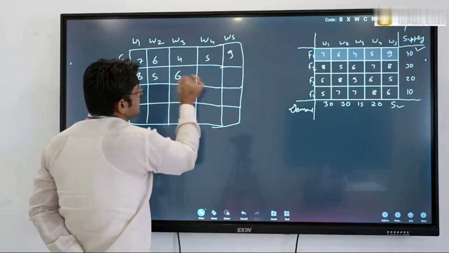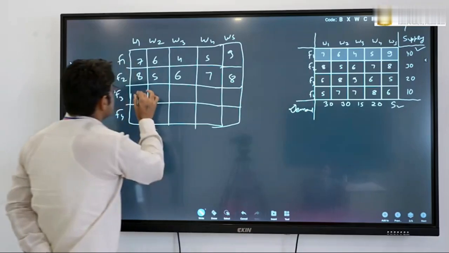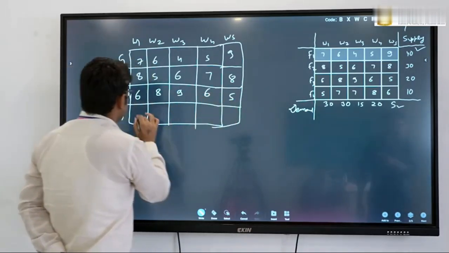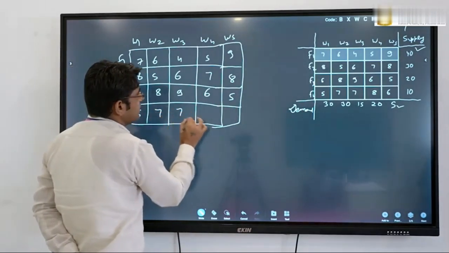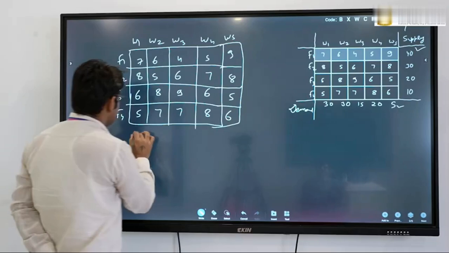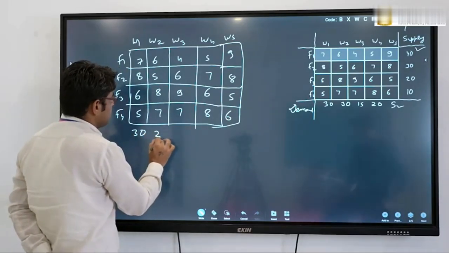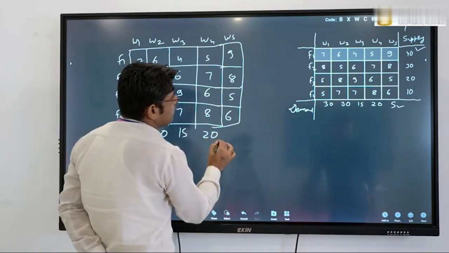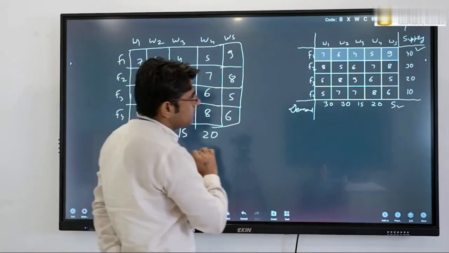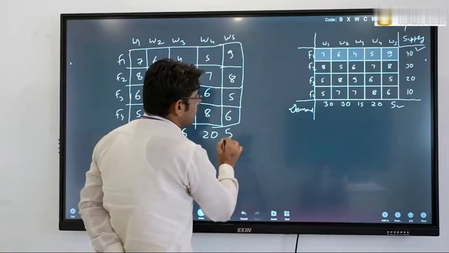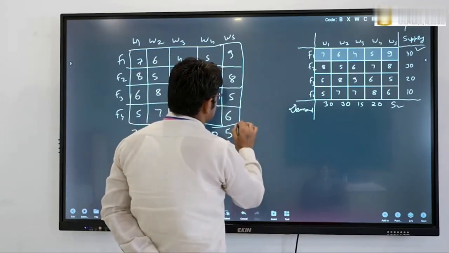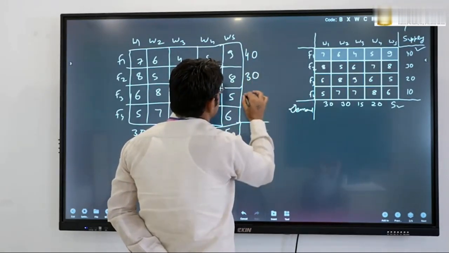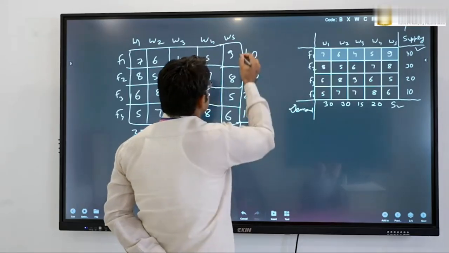The costs are 8, 5, 6, 7, 8, 6, 8, 9, 6, 5, 5, 7, 7, 8, 6. The demand is 30, 30, 15, 20, 5 and supply is 40, 30, 20, 10.